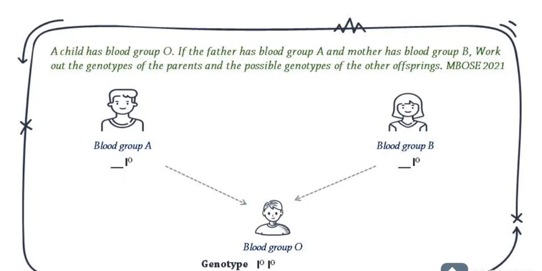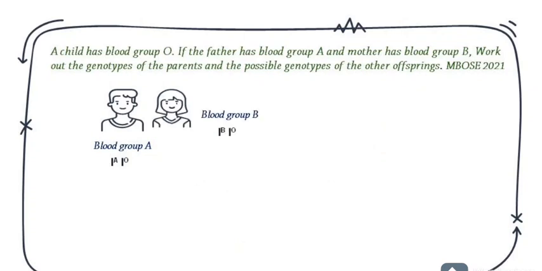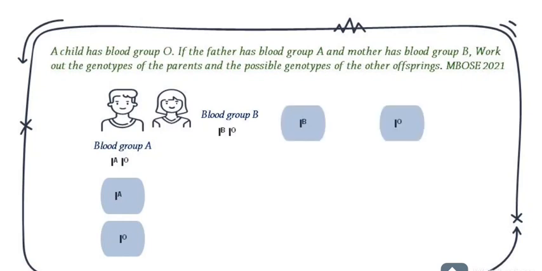Moving on, according to the question, the father is said to have blood group A, so the other allele of the father will be IA, and the mother has blood group B, so the other allele of the mother will be IB. So the first part of the question is solved. Next, what are the possible genotypes of other offspring? From father, the child can receive either IA or IO allele. From mother, the child can receive either IB or IO.